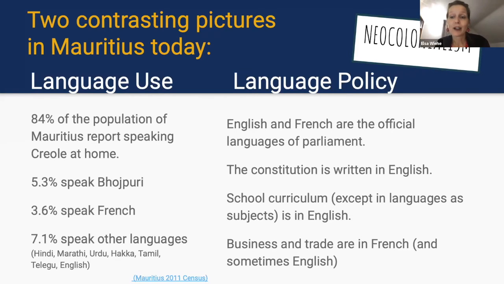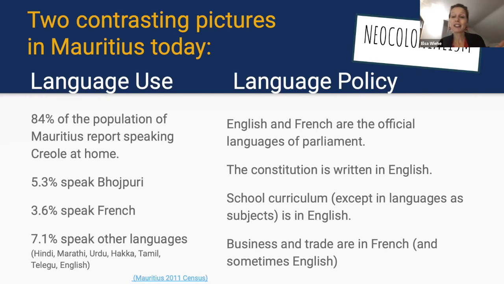Yeah, and if you look at the OIF statistics on Mauritius, they report that 70% of the population speaks French regularly. Exactly. And that is entirely erroneous. It's just wrong. It's wrong sociologically, it's wrong empirically. And Creole is the mother tongue of most Mauritians.